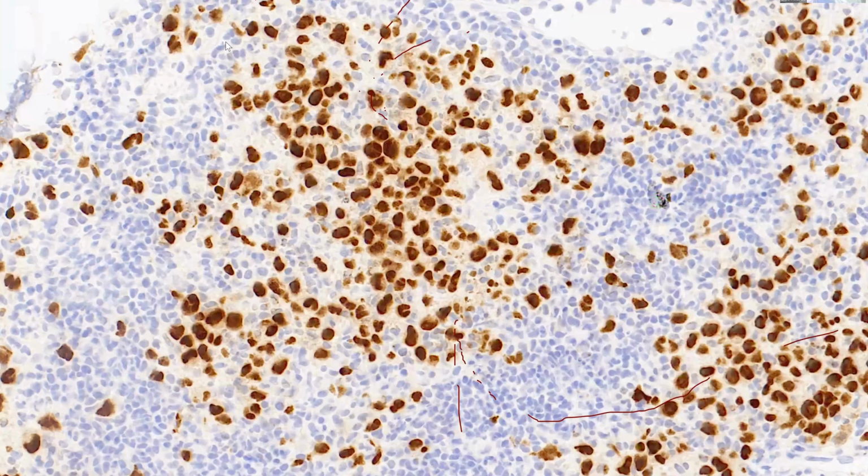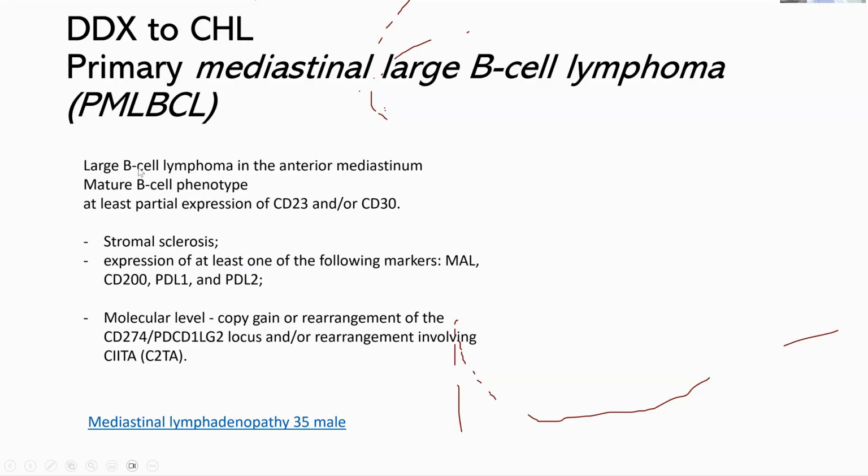Other differential diagnoses for classic Hodgkin's lymphoma, especially in the mediastinum, include the primary mediastinal large B-cell lymphoma. They are usually mature B lymphocytes. They will have expression of CD30, but just focal, and they will usually be CD23 positive. They look like classic Hodgkin's lymphoma because they have stromal sclerosis, but sometimes they express specific markers that Hodgkin lymphoma doesn't express. And if we look at an example of primary mediastinal large B-cell lymphoma, it can look like a Hodgkin lymphoma.